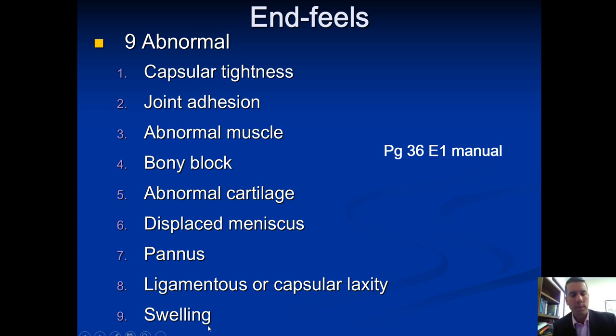Now this one, swelling, number 9 here, that is your end feel that will pick up joint effusion, right? We said that joint effusion is swelling inside the joint. That is best detected under this step 7, accessory mobility testing. We glide that joint back and forth and we feel fluid within the joint. We feel a swelling end feel. There you go. You could diagnose that person with a joint effusion if you felt that.